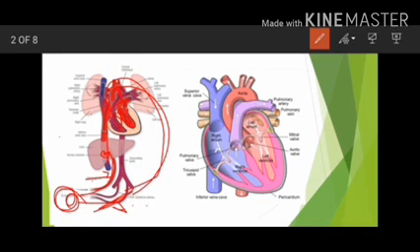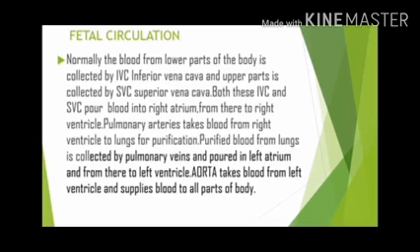So let us discuss in detail. Normally, the blood from lower parts of the body is collected by the inferior vena cava and upper parts by the superior vena cava. Both IVC and SVC pour blood into the right atrium, and from there to the right ventricle. The pulmonary arteries take blood from the right ventricle to the lungs for purification. The purified blood from the lungs is collected by pulmonary veins and poured into the left atrium, and from there to the left ventricle. The aorta takes blood from the left ventricle and supplies it to all parts of the body.